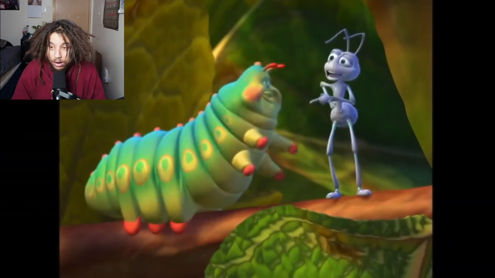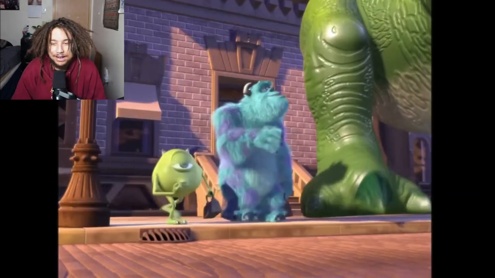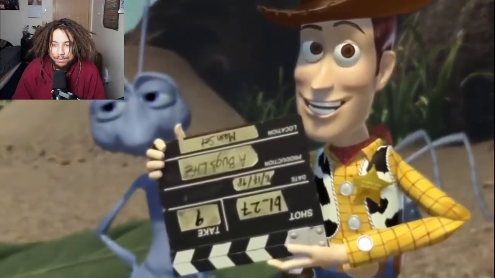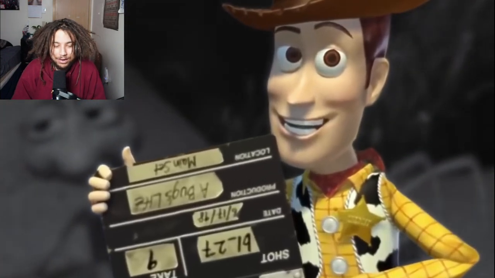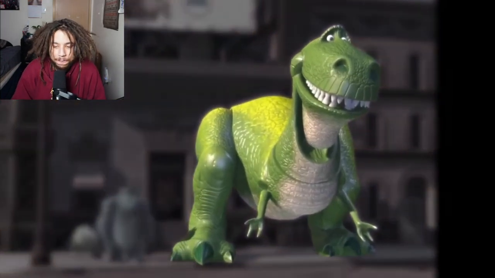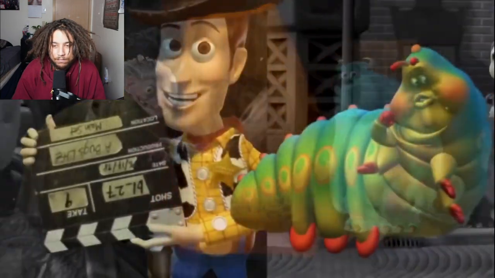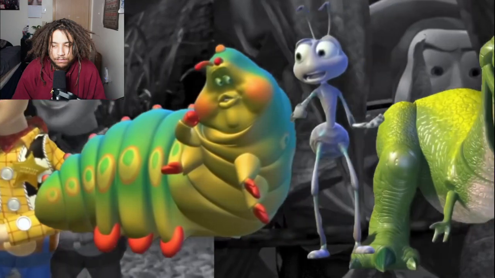Yo, what the fuck? This can't be real, dude. This shit's edited. Woody shows up as a crew member on A Bug's Life. Bugs show up in Toy Story 2, and Rex shows up in the Monsters, Inc. bloopers. And these are not just little background references. These are indisputable crossovers where the characters interact with each other.